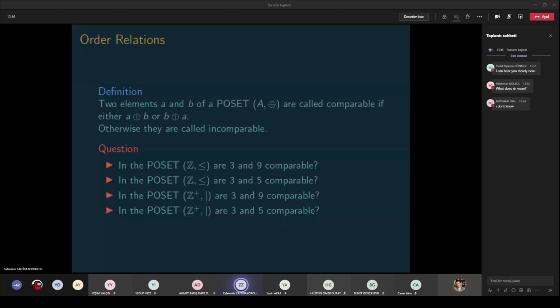Is it better now? Yes, sir. Thank you. So when we say comparable, we always mean with respect to the order relation we have for the poset, right? This is why I didn't put anything. I put a generic sign, a generic symbol, so any order relation of the poset.